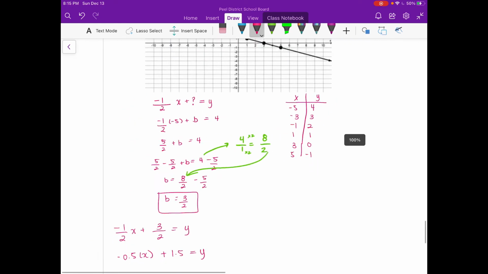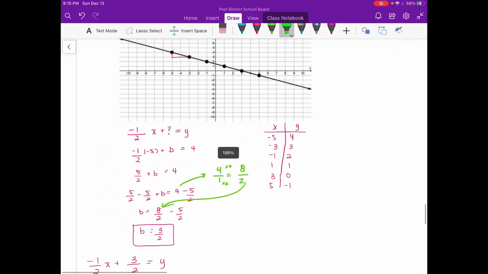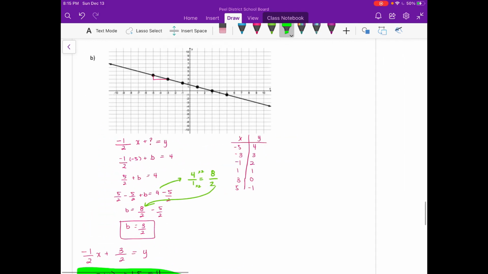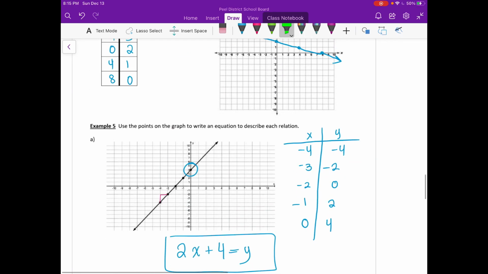So I know that my equation is going to be this right here. Okay? And we'll talk more about why we did the moving down 1 and over 2 tomorrow when we talk about slope. But that is a way for me to figure out the equation without having to go through the whole process of guess and check. All right?